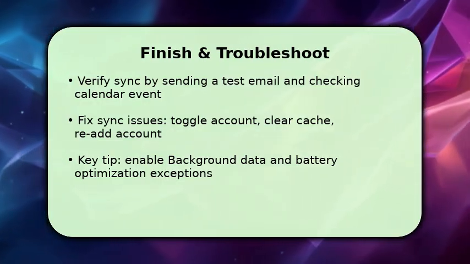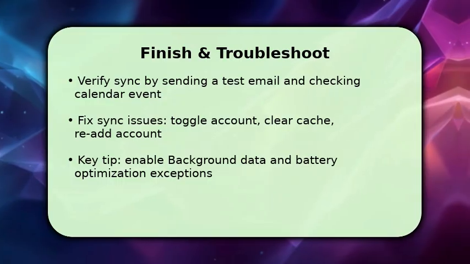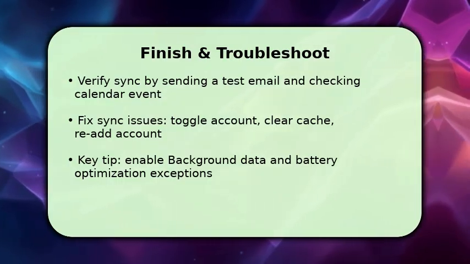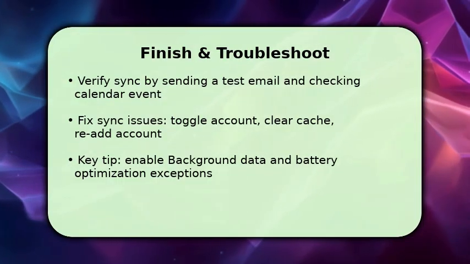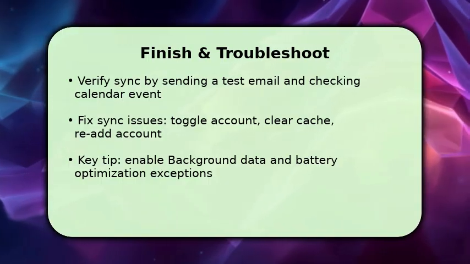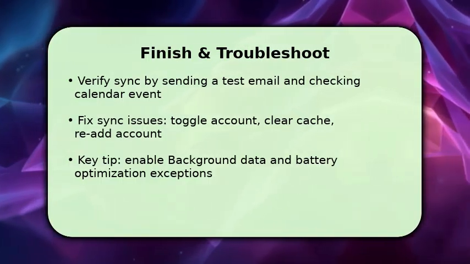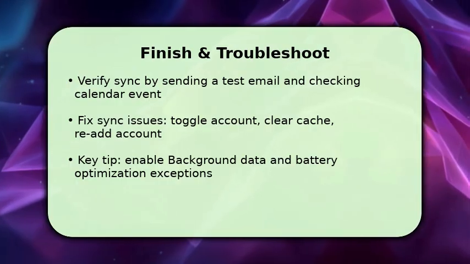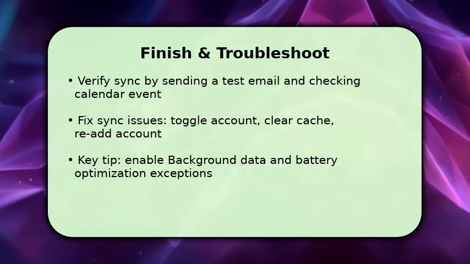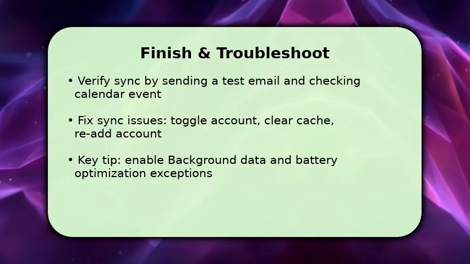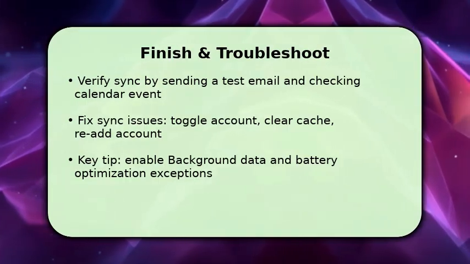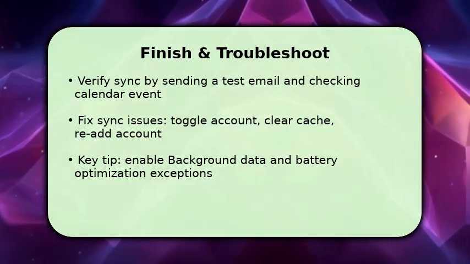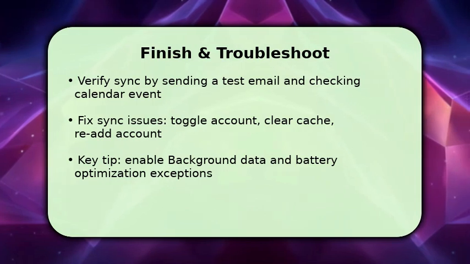If messages or events don't appear, first toggle the account off and on, then clear the app cache in Settings, Apps, Outlook. If that fails, remove and re-add the account. This resets server settings. Make sure background data is allowed and battery optimization is excluded for Outlook so sync runs reliably. If you still have issues, contact your admin or check server settings for Exchange or IMAP.